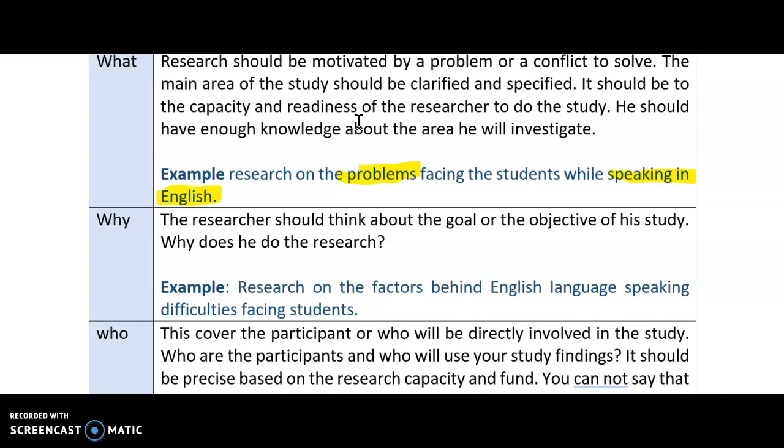Okay, and then the second question is why, and why focuses on the objectives. What are your objectives? Exactly why you are doing the study. Yes, you are doing it on speaking. Are you looking for types of speaking problems, or the factors or reasons or causes? So for example, this study focuses on the factors behind English language speaking difficulties faced by students. So here you have to show us exactly, make it very specific.